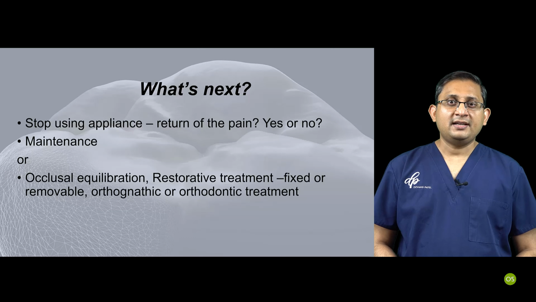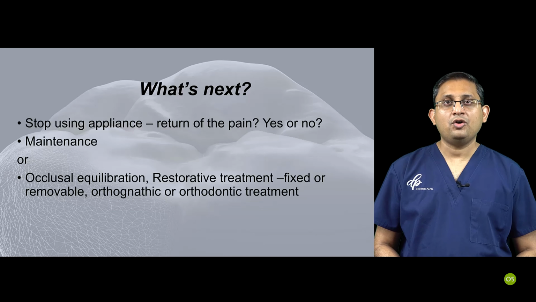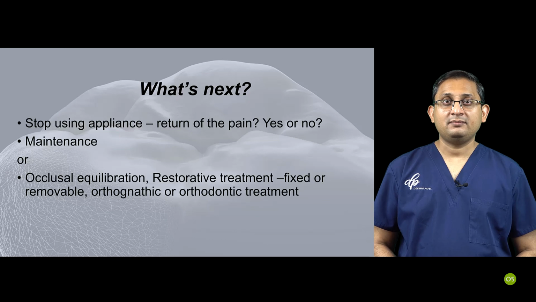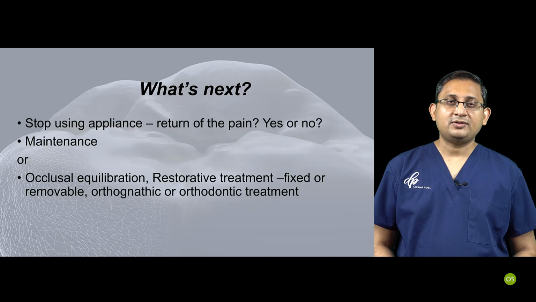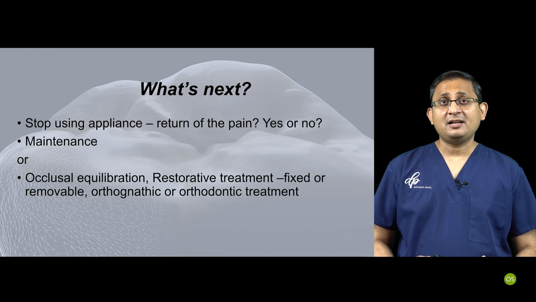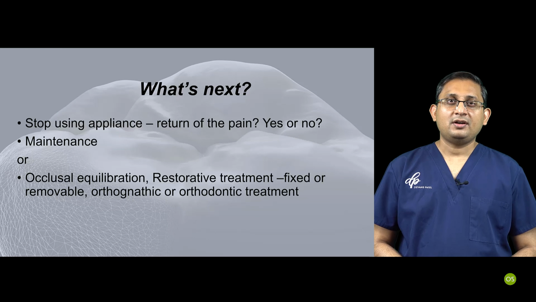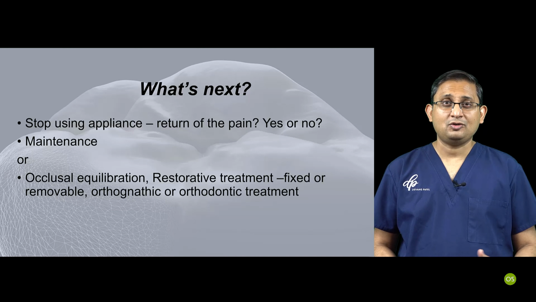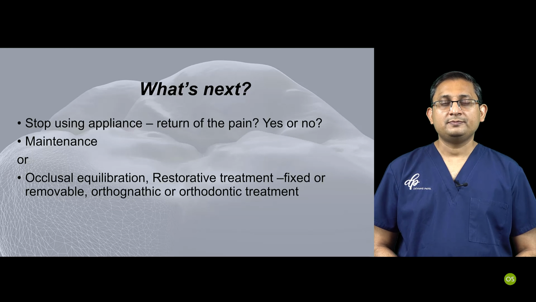Or on the other side, as I said, you can do occlusal equilibration, restorative treatment using fixed or removable appliances, orthognathic surgery, or orthodontic treatment. On the other hand, if the patient comes back and the pain's not there, then I tend to say to the patient, okay, you keep the splint. If the pain comes back again, use it for a brief period of time and then stop, and see whether the pain is coming back or not. Because these patients are usually not related to an occlusal factor. The pain is not due to an occlusal factor. It could be stress, it could be something else which you don't know of.